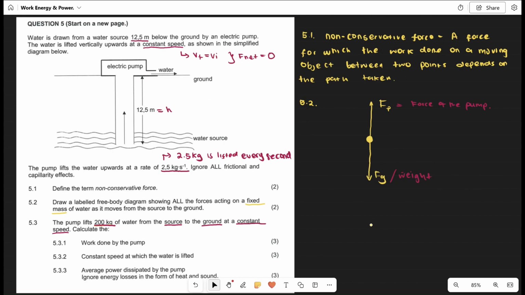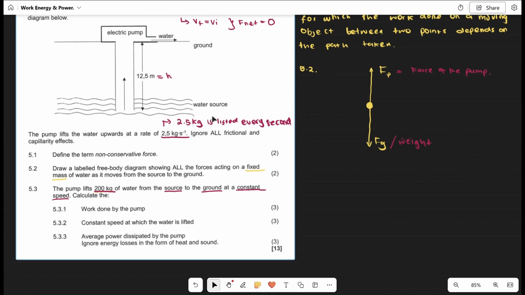Okay, so now we're gonna be looking at question 5.3, right? So they're saying now calculate the work done by the pump, right? So in order to find the work done, we know that our work net is equal to, obviously, using the work energy theorem, we know that, okay, we don't have to use the work energy theorem. We know that our F net times our delta X times our what? Our cos theta, right?